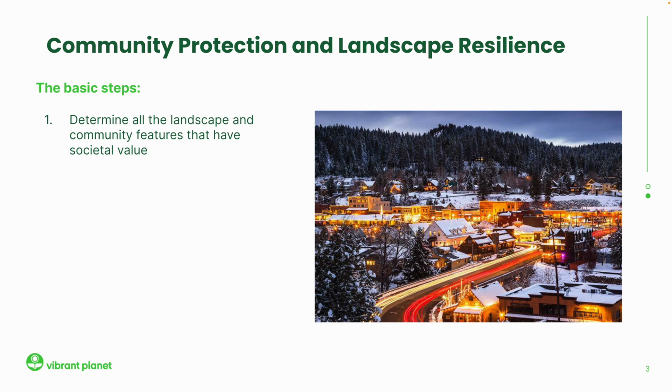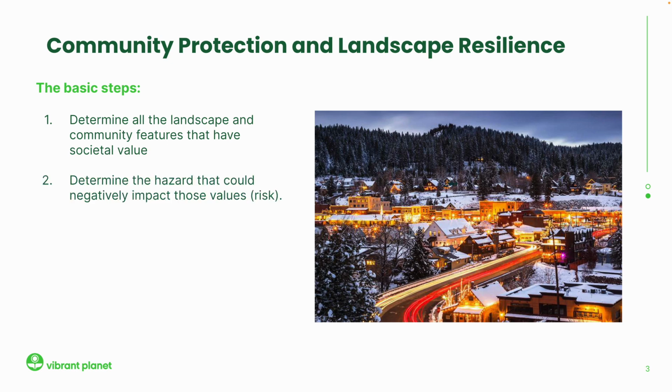Well, first, we want to determine all the landscape and community features that have societal value. And I'm looking at this picture and I see a lot of them, right? I see homes, I see streets, I see beautiful trees and beautiful landscapes that surround our community. Just over those buildings, there's a beautiful river, the Truckee River, providing fresh drinking water and recreational opportunities downstream and to the existing community. A lot of landscape features that have societal value in the Truckee Fire Protection District.